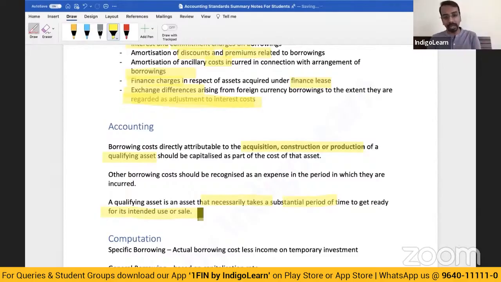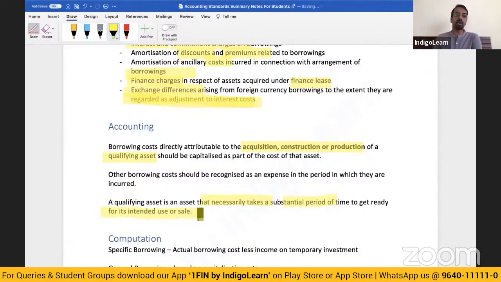So if there is a qualifying asset which takes a substantial period of time, then you can capitalize borrowing cost to that asset. What is a substantial period of time? The presumption is 12 months or more, unless you can justify it otherwise. So there is a presumption. Sometimes the period may be longer, sometimes it may be shorter.